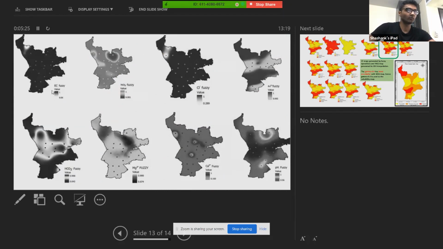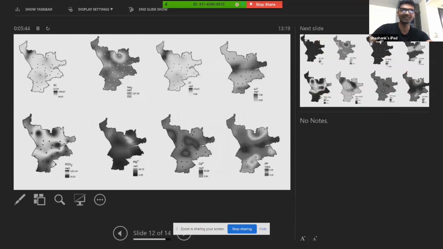If we again look at the first map, EC, the value 0 and the value 1. So one sample location has a white value. It means that this location is not suitable for drinking the water. And this map is very similar to this map, only the colors are inversed, but the meaning is the same.